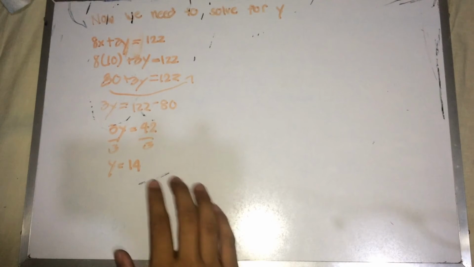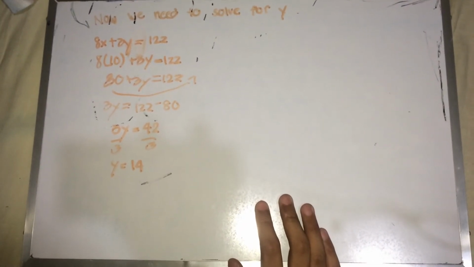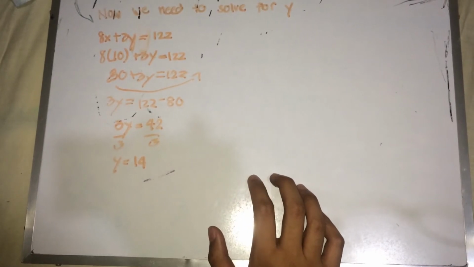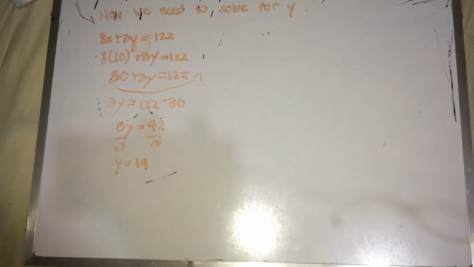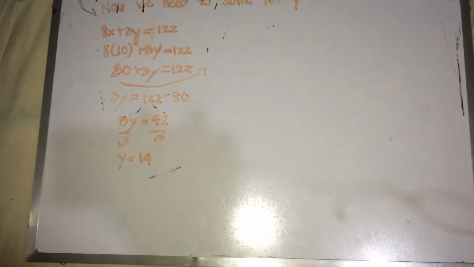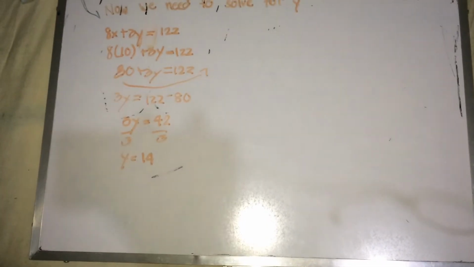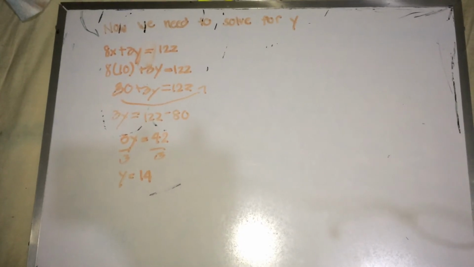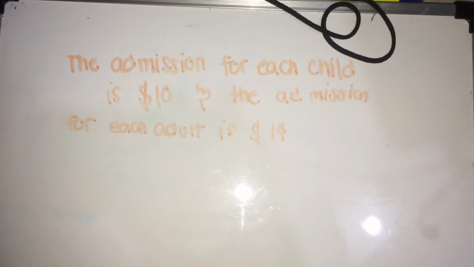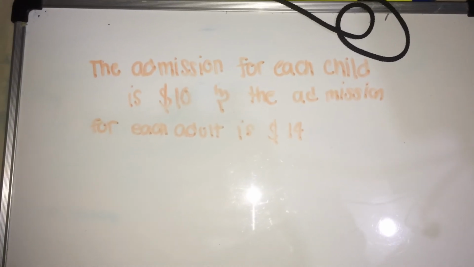Now you have 3y equals 122 minus 80. You subtract 122 and 80. Now you have 42. As you can see, 3y should only be y. Now you divide that by 3. As you can see, 42 can also be divided by 3. Now you divide them. So y equals 14. Now we have our answer. The admission for each child is $10 and the admission for each adult is $14.